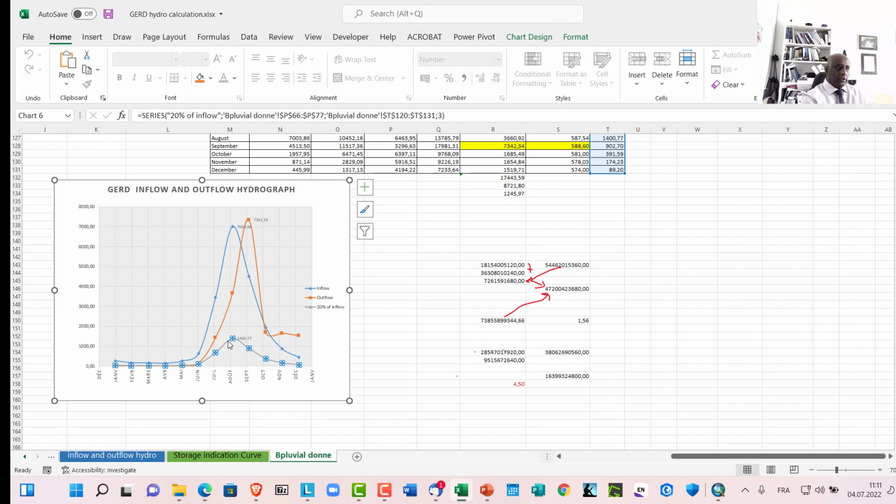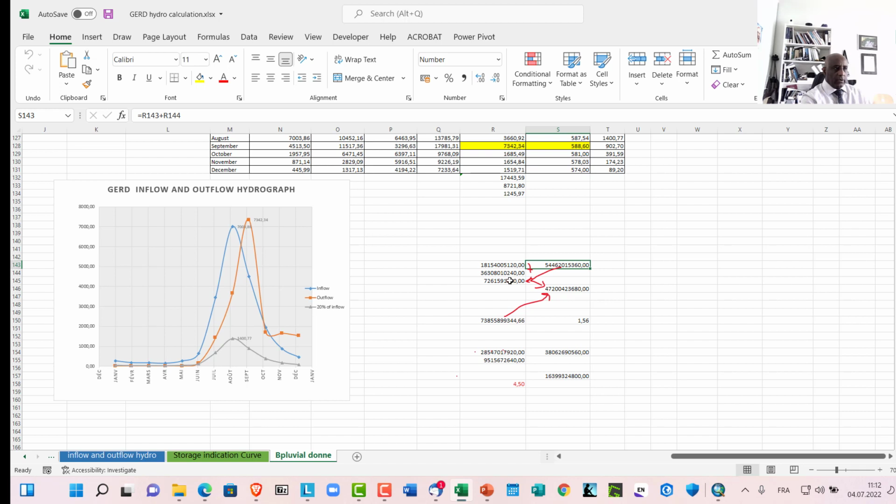And let us see, we have to reduce this volume from this volume. So the volume we get, this one, this is the volume of this thing. Then the difference is 47 billion cubic meters of water for 1 year. And that is still not sufficient.